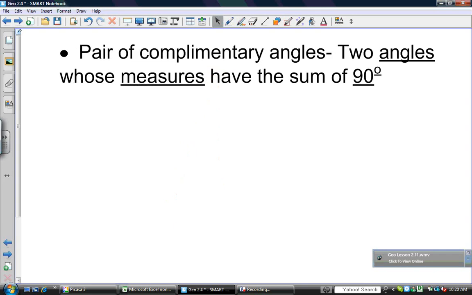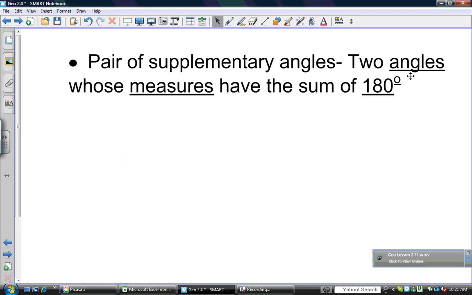A pair of complementary angles are two angles whose measures have a sum of 90 degrees. So if I take an angle and say this is 50 degrees, I take another angle over here and say this is 40 degrees. Since those two add up to 90, those would be complementary angles.